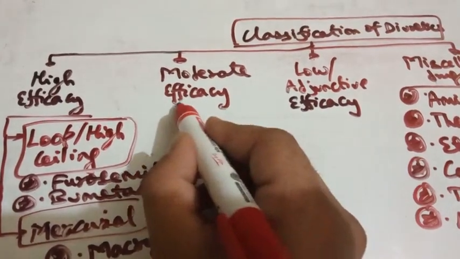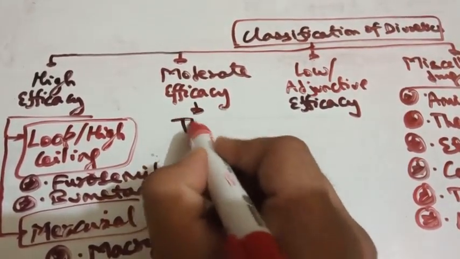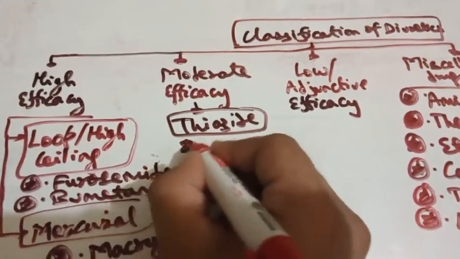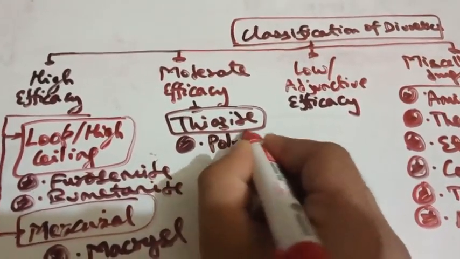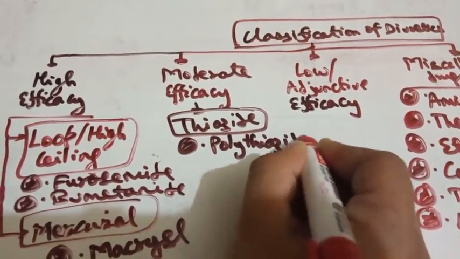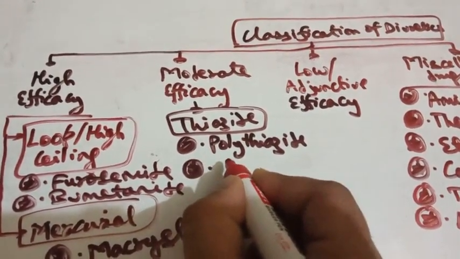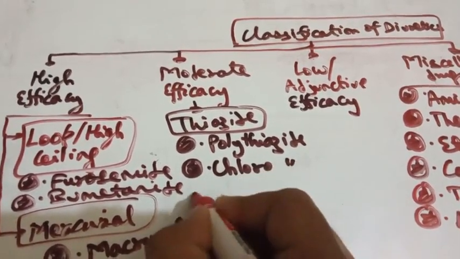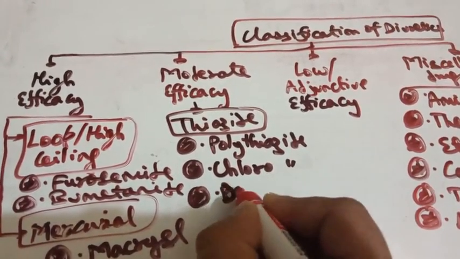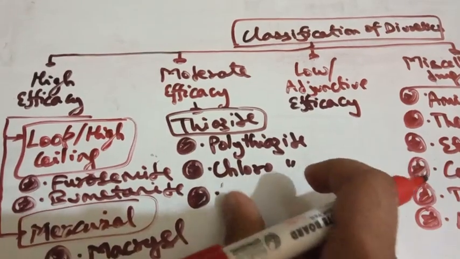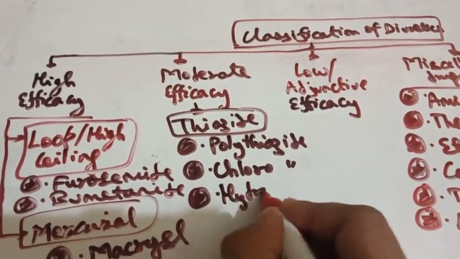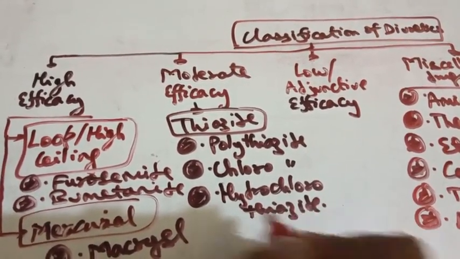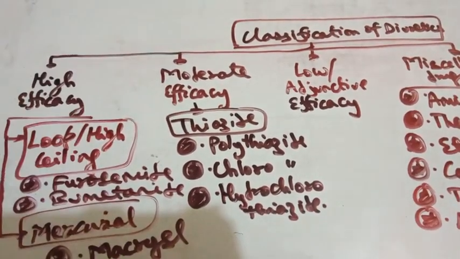Now moderate efficacy. Moderate efficacy includes thiazide and thiazide-like drugs. It includes, for example, polythiazide, then chlorothiazide, and also hydrochlorothiazide. So these are drugs which are found in moderate efficacy diuretics.